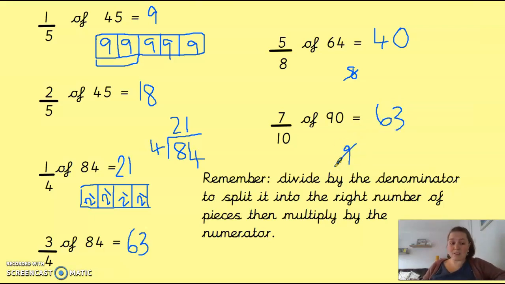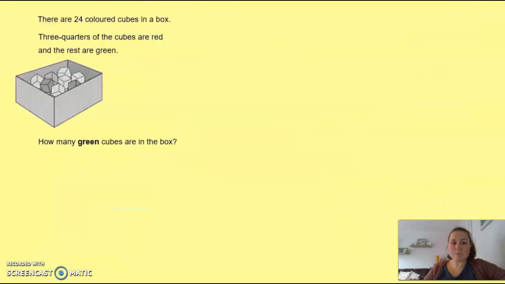If you've struggled with those a little bit, just rewind the video and watch it back again and have another practice. I just want to show you a problem now, because you might encounter some written problems in the activities that you're going to do today. So let's look at this one together before I set you off. There are 24 coloured cubes in a box. 3/4 of the cubes are red and the rest are green. How many cubes are there in the box?